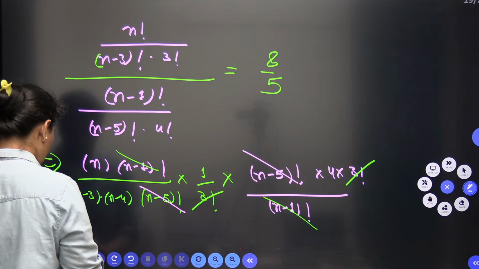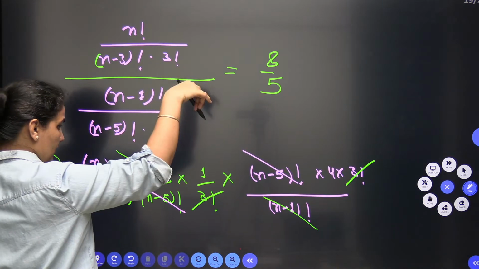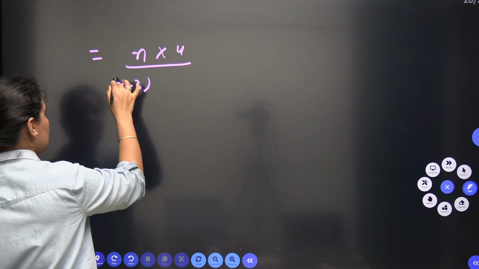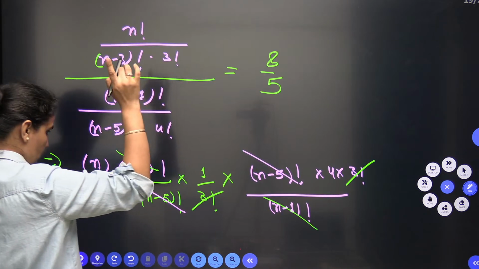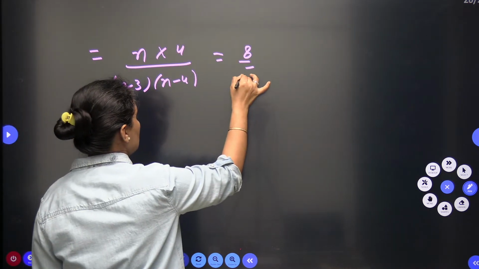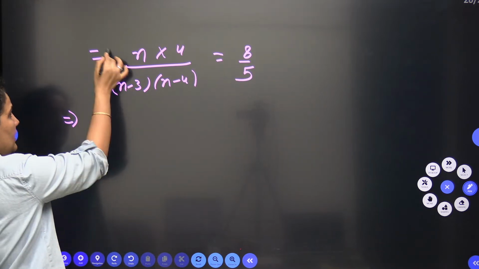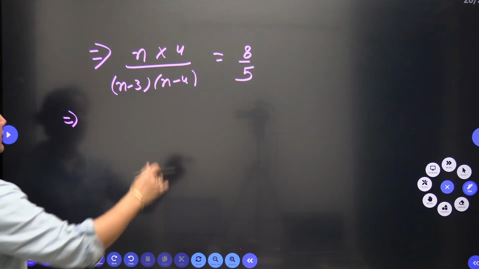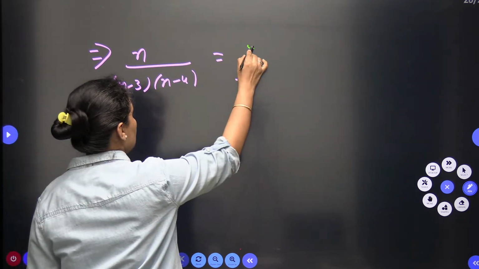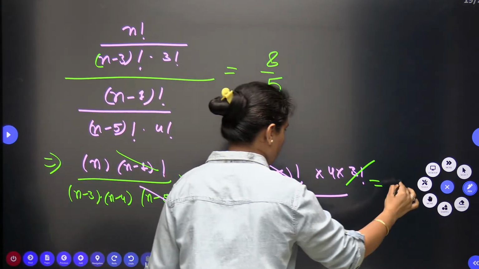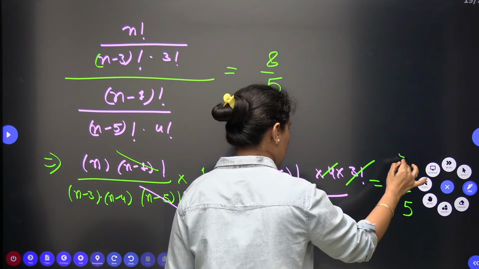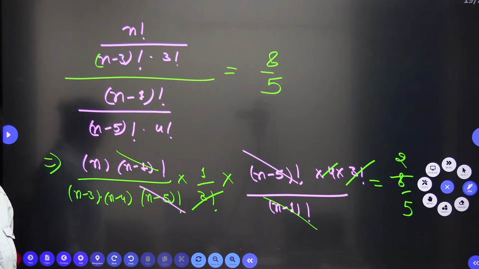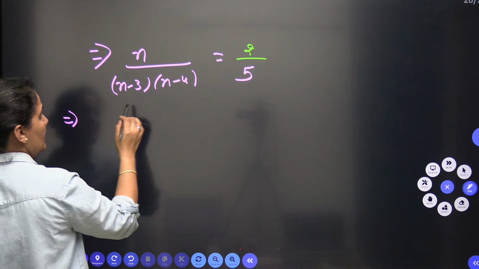So now we can write down directly what we are having: n into 4 divided by (n minus 3)(n minus 4), and it is equal to the ratio 8 by 5. Okay, this we are having now. If you want, you can consider here 4 twos are 8, because this is equal to 8 by 5. So you can cancel out this one and equate it to 2 by 5. So I can equate this one as 2 by 5. So I am having (n minus 3)(n minus 4).